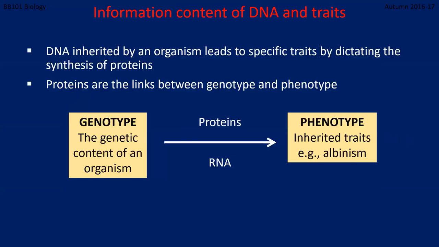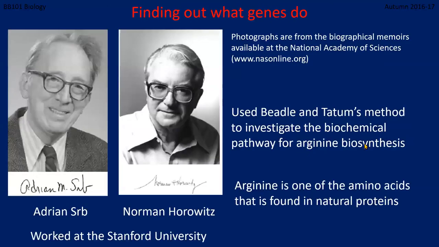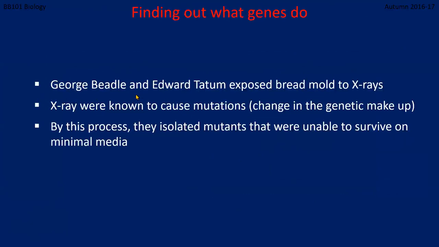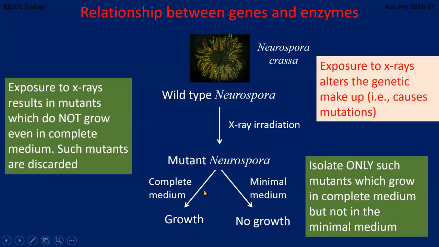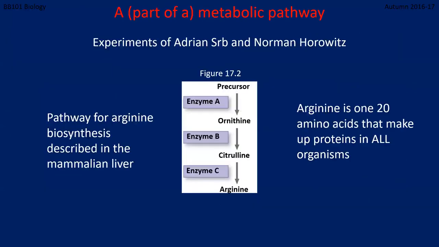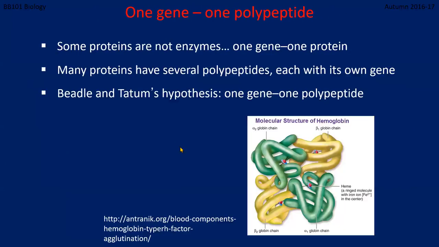When these two gentlemen proposed that the gene is indeed the genetic material, Edward Tatum and George Beadle proposed that one gene corresponds to one enzyme. But later evidence confirmed that this is not the case, and the theory was modified from one gene, one enzyme to the current theory, one gene, one polypeptide. This was the hypothesis, one gene, one protein, or one gene, one enzyme.